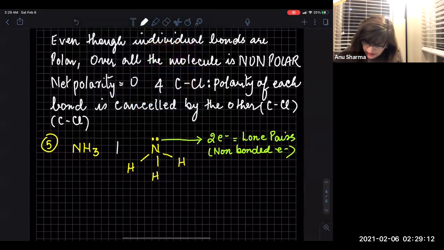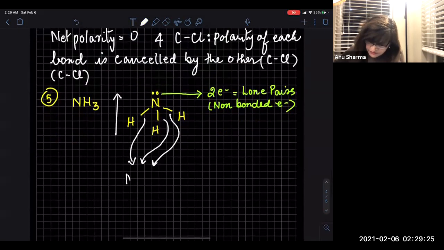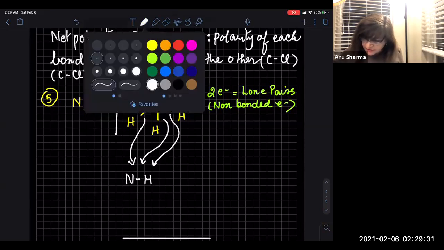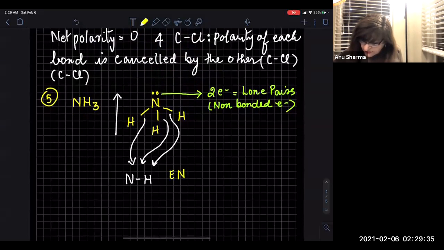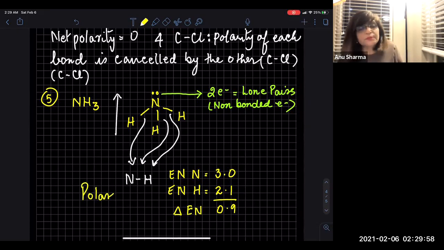The nitrogen side, obviously, nitrogen and hydrogen, because the bottom one, even though each of these three nitrogen-hydrogen bonds are polar. Let's look at the electronegativity of nitrogen and the electronegativity of hydrogen. Nitrogen is 3.0 and hydrogen is 2.1, and so this becomes 0.9. So even though each of the nitrogen-hydrogen bonds are polar, right?